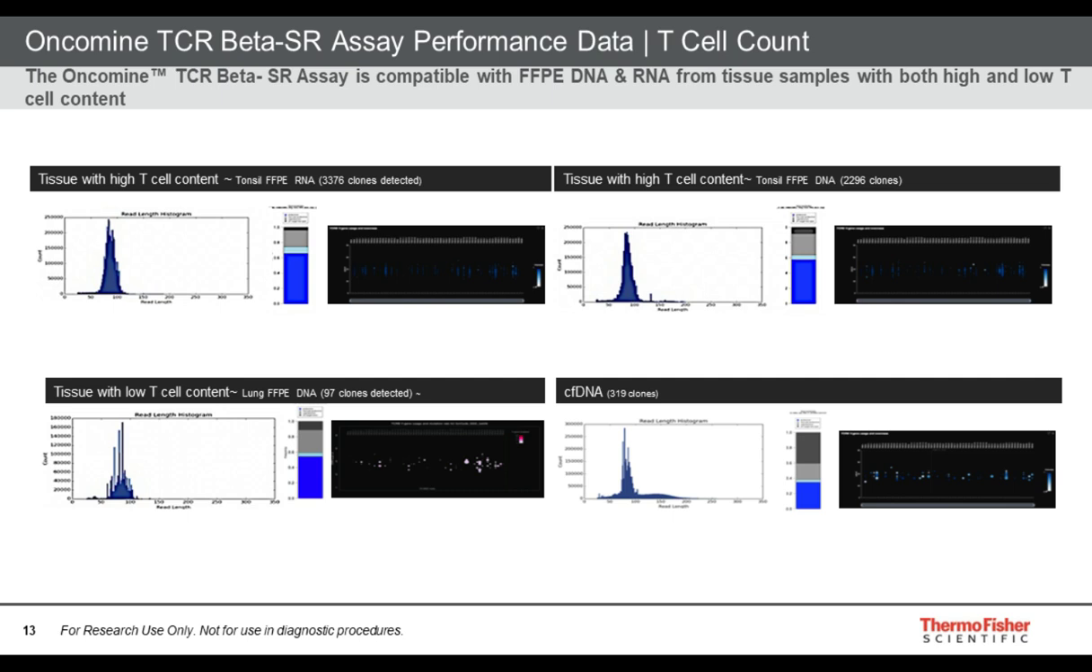On the bottom are two examples that have low T-cell content. So on the left is a lung FFPE DNA sample. It has just under 100 clones detected within it. And you can note the more quantized histogram of the read lengths due to the lower diversity in the repertoire. And on the right is an example from cell-free DNA. Now, with the use of cell-free DNA, there is relatively little target amplifiable material in the sample type, and so we do tend to get a larger number of off-target reads, which is what is causing some of that larger peak to the right in the read length histogram.